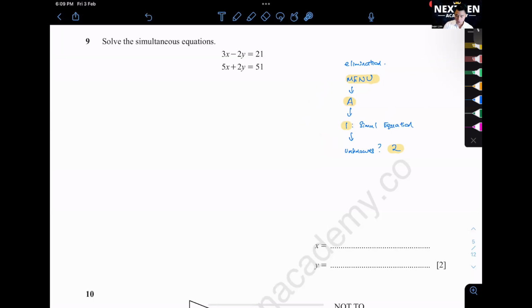Menu A1, 2. Now I'm going to press the value down. 3 equals, then -2 equals, then 21 equals. We are going to put all of these values here. Then 5 equals, 2 equals, then 51 equals. Then you press equals one more time. Straight away, the key in values are... over here, they will give me x equals 9. Answer: x equals 9 and y equals 3.